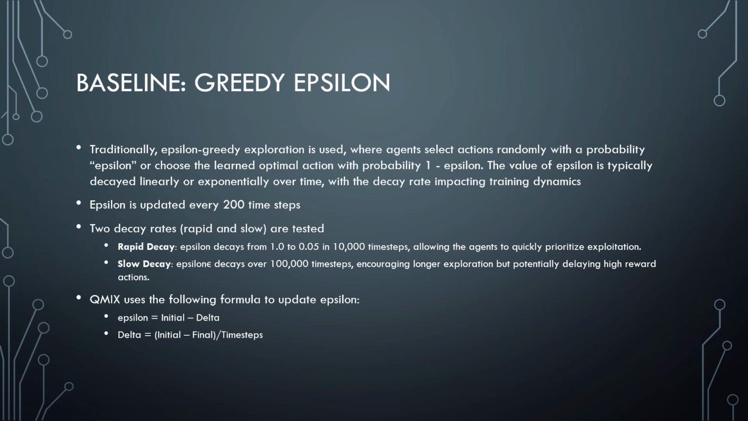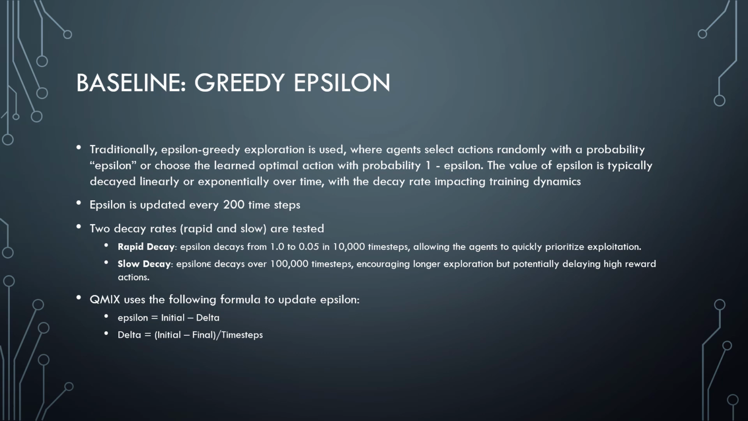The researchers do test the greedy epsilon method in this research paper, just to get a baseline for the adaptive average exploration. 2 different decay rates are explored, rapid and slow decay. The rapid decay quickly decays the value of epsilon from 1 to 0.05 in just 10,000 time steps. This allows the agents to very quickly prioritize the exploitative actions that they've learned.